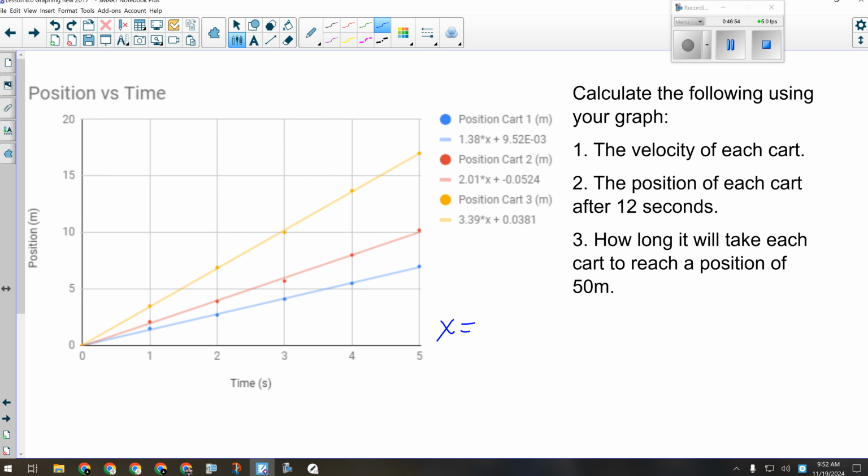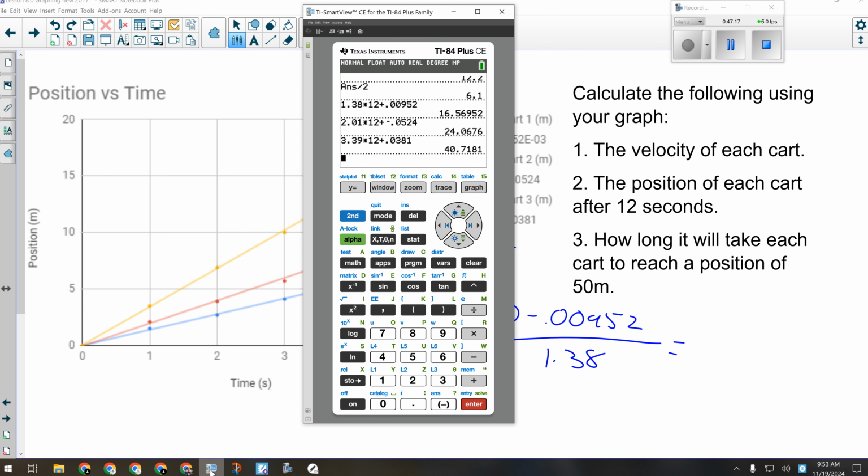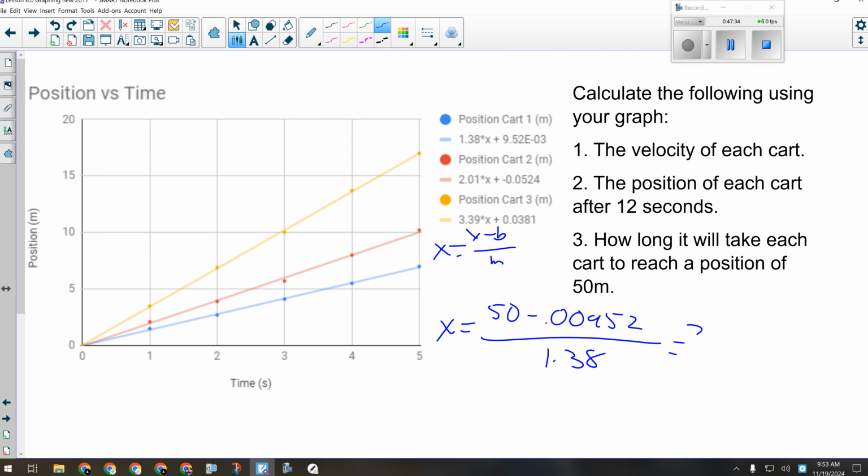Okay, for cart number 1, we're going to solve for x. x is always going to be y minus b over m. It's going to be the same manipulation all the way through. So for the blue cart, that's going to be 50 meters, because they gave me the y value, minus 0.00952, divided by 1.38. Should it take this cart a long time? Yes, because this cart is the slowest. So 50 minus 0.00952 divided by 1.38. It's going to take this cart 36.22 seconds.